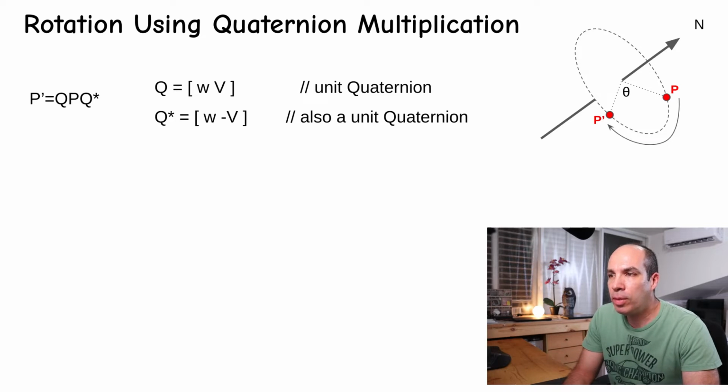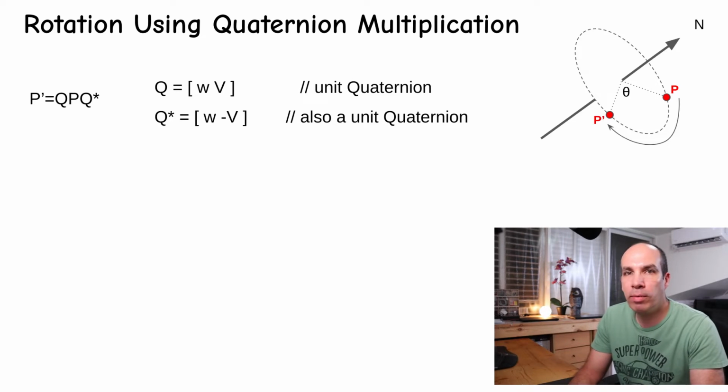Again, the reason that this formula works with the conjugate is because the rotation quaternion is a unit quaternion. Otherwise, we have to use the quaternion inverse, which is a bit more complicated because it requires dividing the conjugate by its length. But as I said, the conjugate works here just as well.